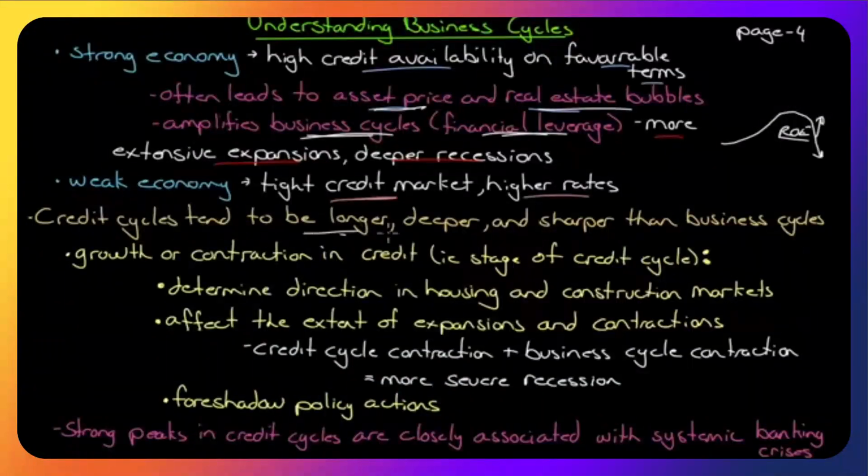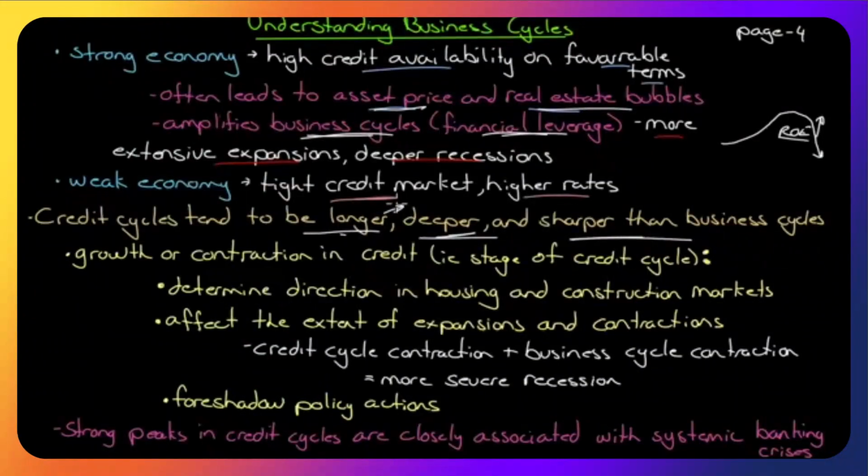Credit cycles tend to be longer, deeper, and sharper than business cycles. We've already talked about the deeper and sharper. Usually when the economy is good, credit is really abundant. When the economy is poor, credit is really, really tight. They tend to be longer. We'll see this when we get to real estate.